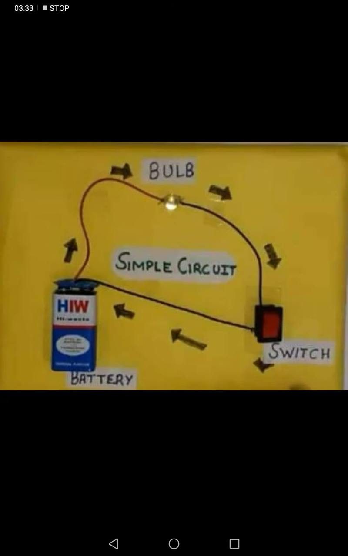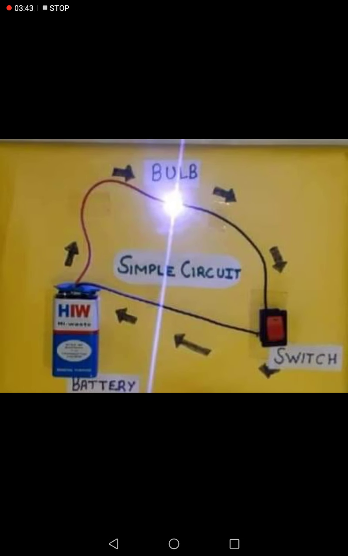Now for the second experiment, you need a bulb, a battery and a switch, and of course you need some length of wire. Connect the three components using the wire and flip the switch on. You will see that the bulb starts to glow. This is because electric current from the battery goes towards the bulb, then towards the switch, and then back towards the battery. This proves that electric current can be used to power electronic devices.